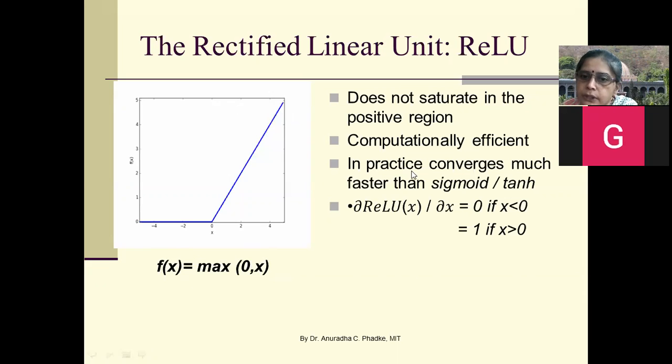Okay. So in practice, it converges much faster than the sigmoidal or tanh function. And if we look at the derivative, what is the derivative of the ReLU function? It is 0 if x is less than 0, and it is 1 if x is greater than 0, because the slope is constant. It is 1. That's why the derivative of the ReLU function is 1 if your x is greater than 0.